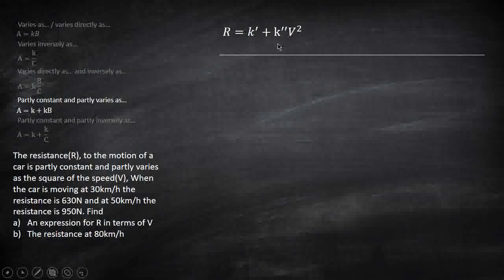We don't know the two constants, so we need to substitute these values and solve. Taking the first value, when the speed is 30, the resistance is 630. It says 630 equals first k plus second k times 30 squared. 30 squared is 900, so 900 times the second k. We have one equation with two unknowns, so we can't solve it yet.